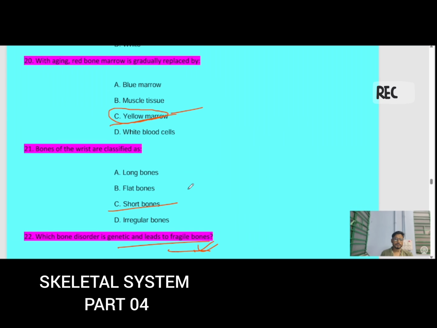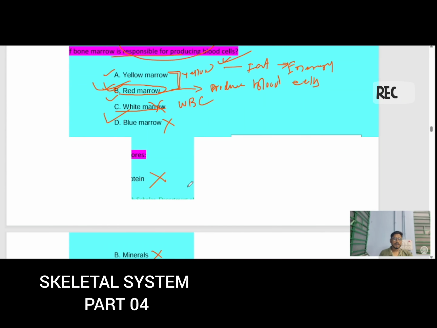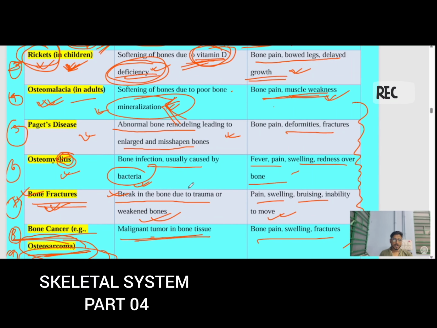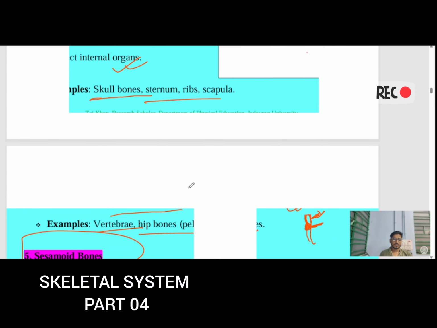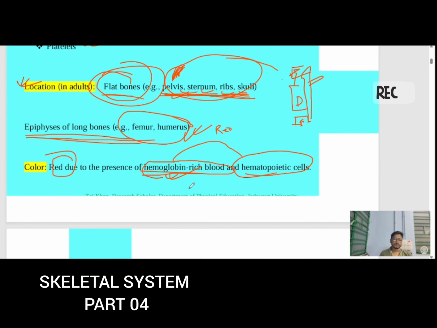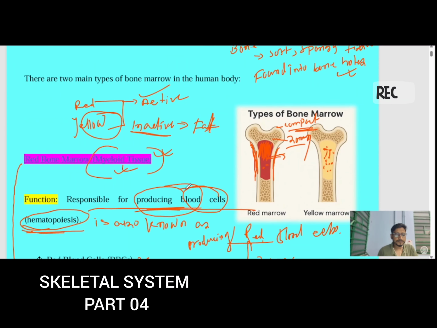Okay. Here are the questions. So, we are studying some short questions and some MCQ questions about this. We are studying the common types of bone disease. We studied the classification of bones. And we also studied the types of bone marrow. All those things you have to revise for your examination.